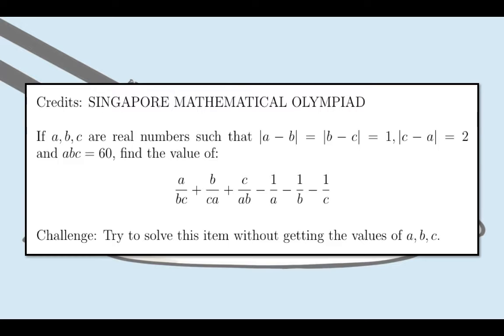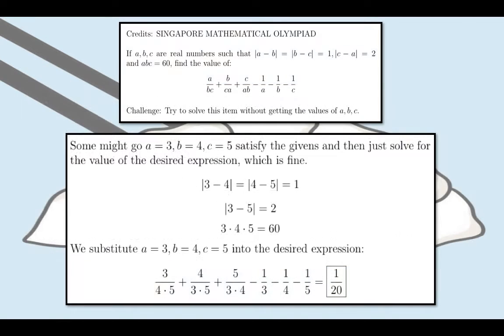Now, the reason why I want you to solve this item without getting the values of A, B, and C is because some might go, okay, A equals 3, B equals 4, and C equals 5 will satisfy the givens. So, absolute value of 3 minus 4 equals the absolute value of 4 minus 5, and that's equal to 1, and absolute value of 3 minus 5 is equal to 2, and it also satisfies ABC equals 60. So if we substitute A equals 3, B equals 4, C equals 5 into the desired expression, you'll be getting the correct answer of 1 over 20.